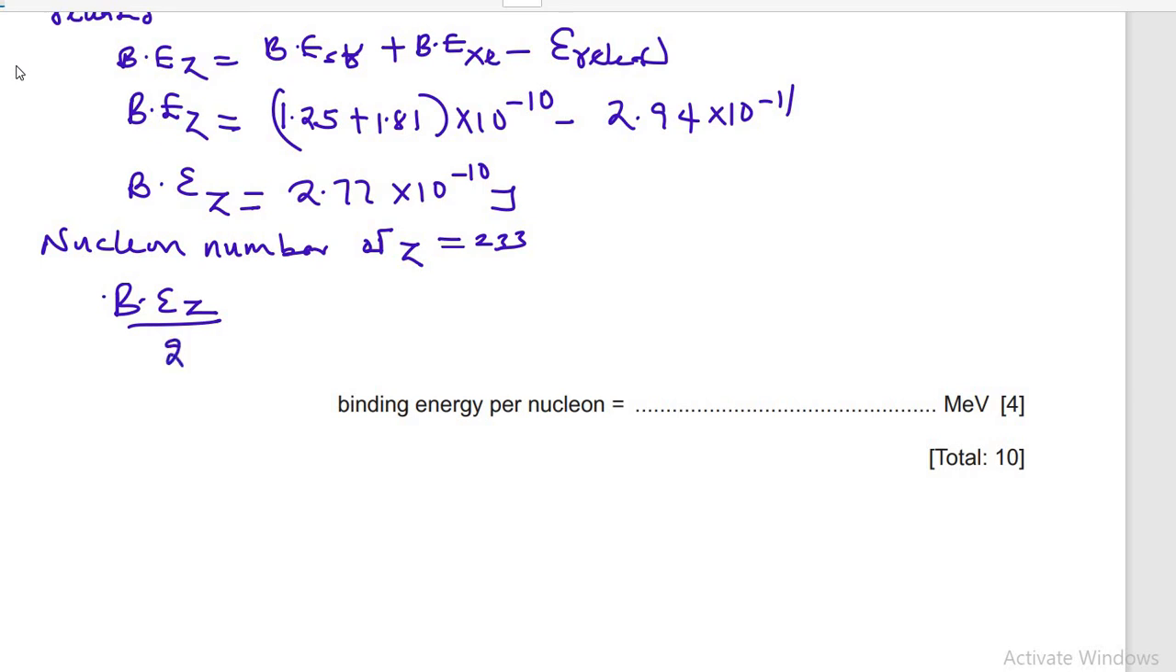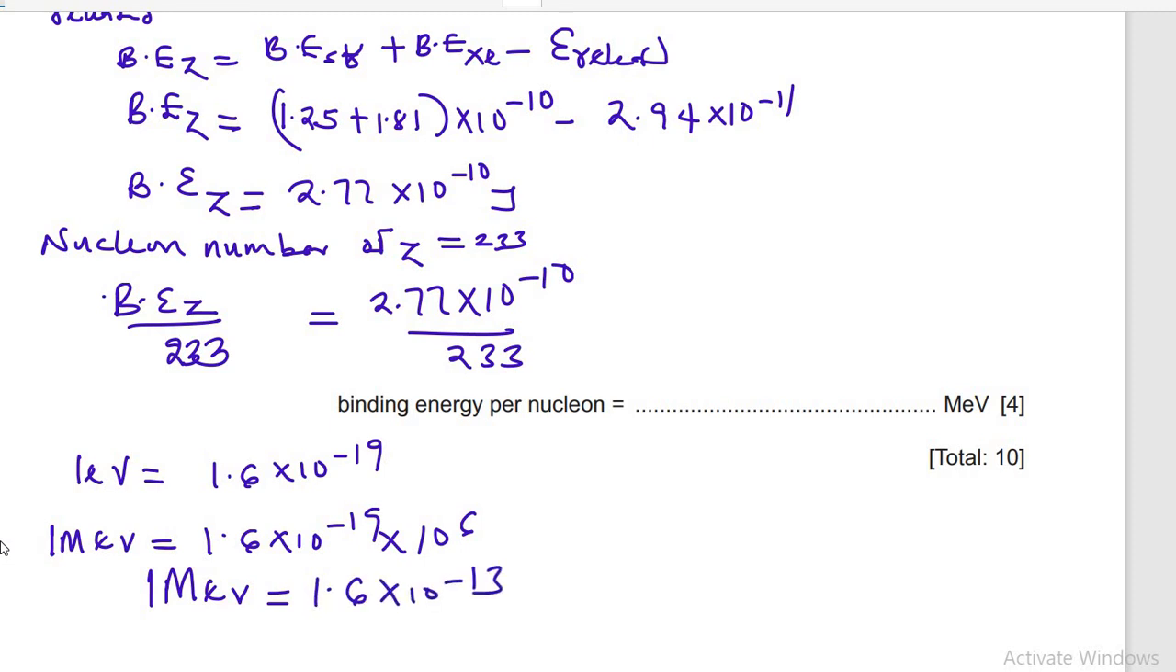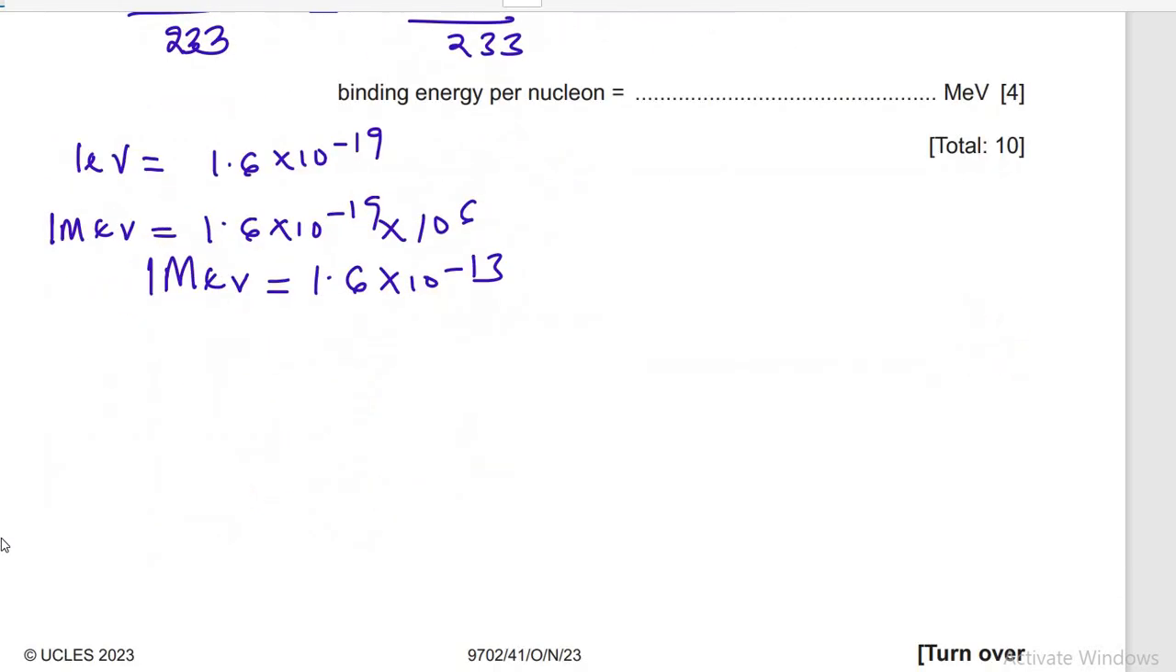So binding energy per nucleon of Z will be 2.77 times 10 to the power of negative 10 all over 233. The question wants it in MeV. Remember that 1 eV is 1.6 times 10 to the power of negative 19 joule. 1 MeV is 1.6 times 10 to the power of negative 19 times 10 to the power 6. So 1 MeV is 1.6 times 10 to the power of negative 13 joule.